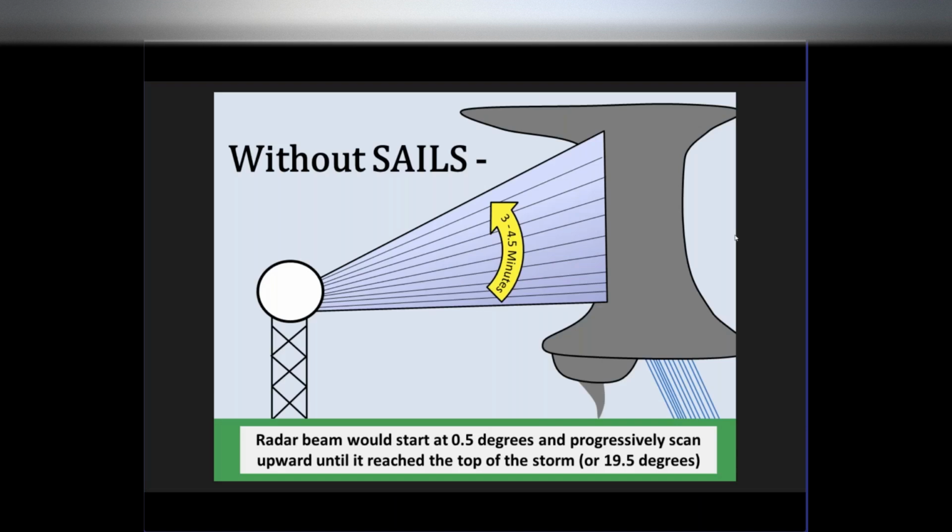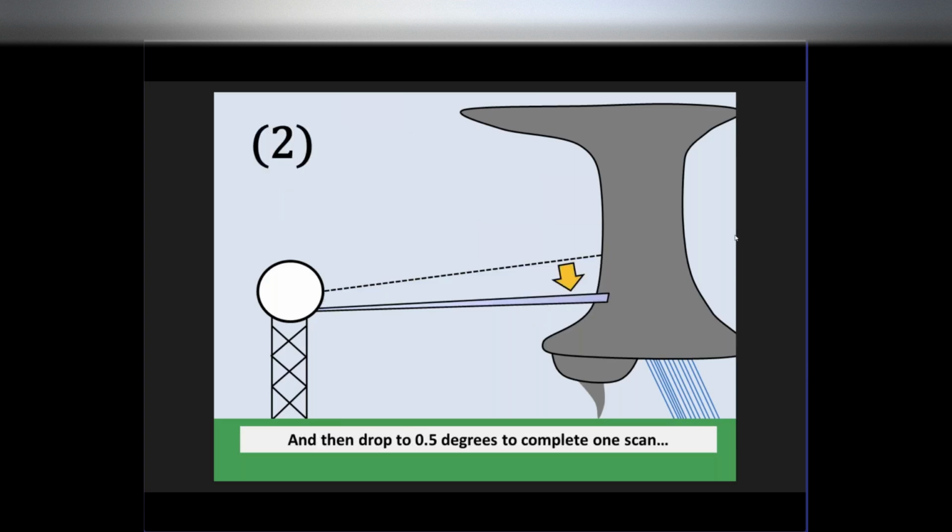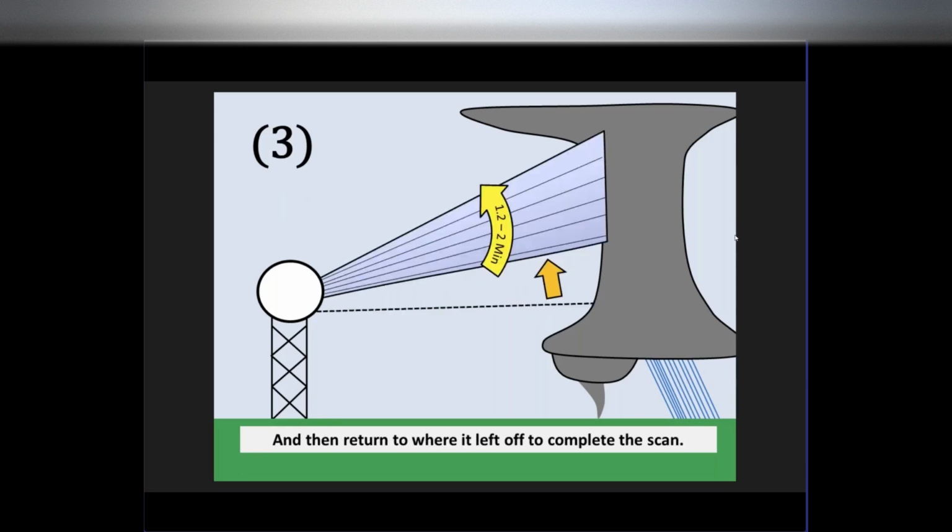So again, without SAILS, 3 to 4.5 minutes for a full volume scan as the radar beam starts to fill out its entire volume scan. But with SAILS, it'll go maybe about 2 to 2.5 minutes. It starts out at half degree, goes up to 1.8 to 3.1, somewhere around there, and it'll drop back down and do another half degree scan. And then when it's done with that half degree scan, it'll go back up to where it was, about 1.8 to 3.1, and then start over and then finish out the rest of its scan.